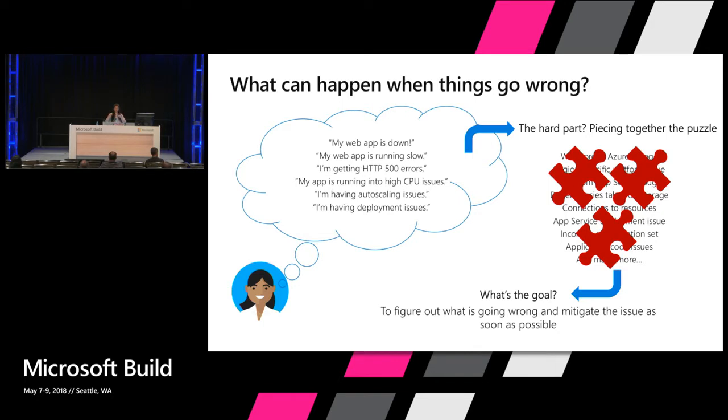So the goal is piecing together the puzzle of what actually went wrong and figuring out what steps to take to mitigate the issue as soon as possible, right? When your manager is calling you, that's their first priority. And we definitely want to do our customers justice, so you can fix your app and get it up and running as soon as possible. Now that we've talked about what can go wrong and the hard part of diagnosing and solving these issues, I want to jump in, because when I go to conferences, I always go for the cool demos. So I want to show you what I mean.